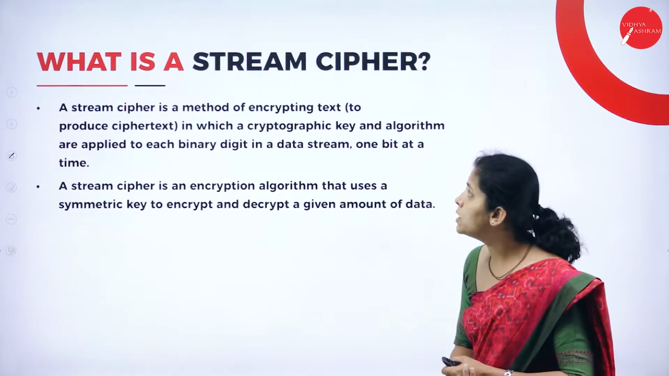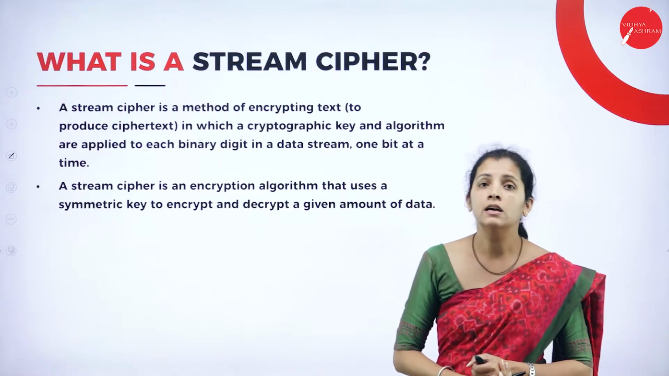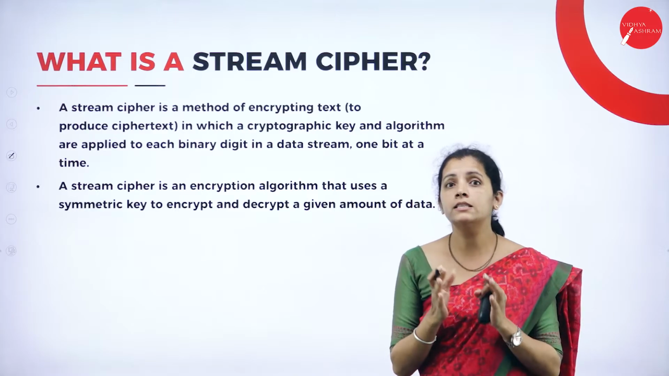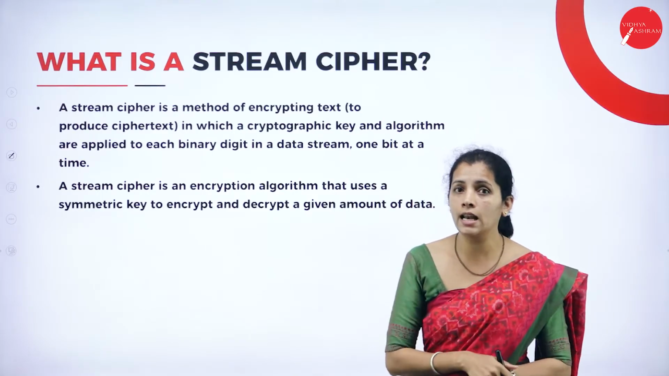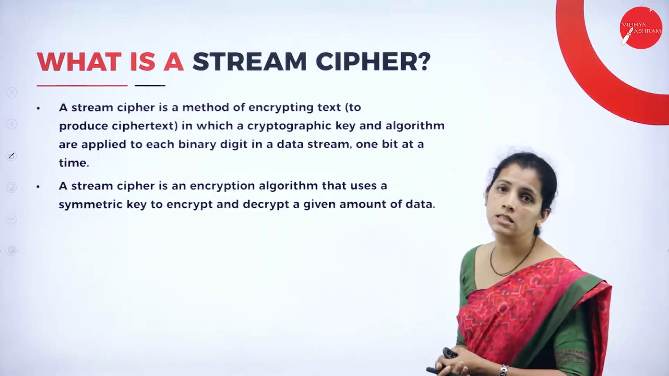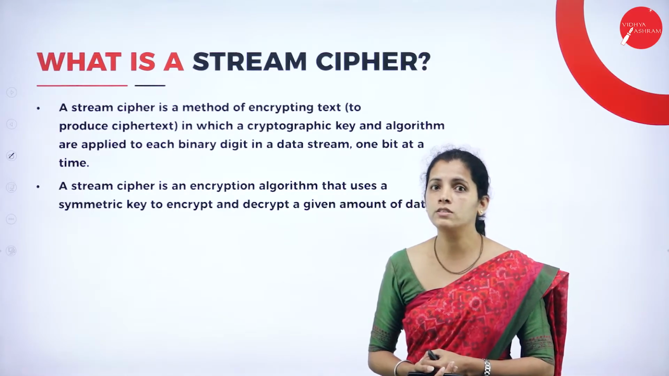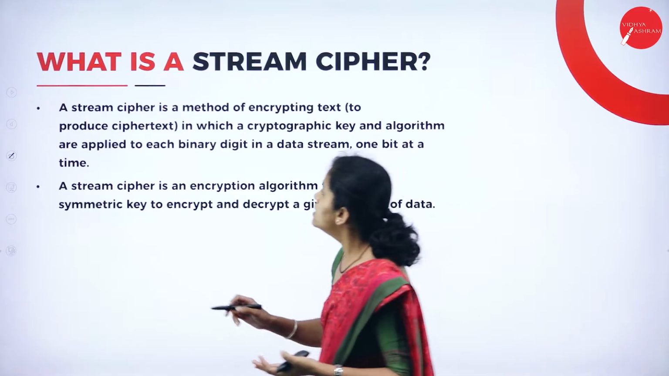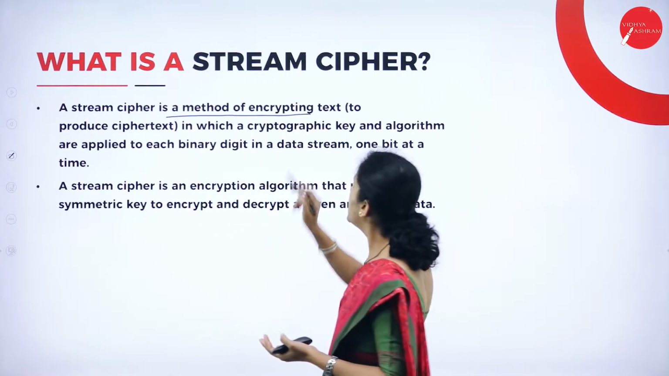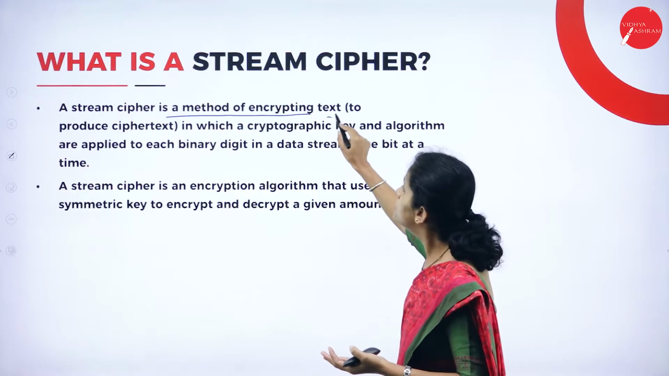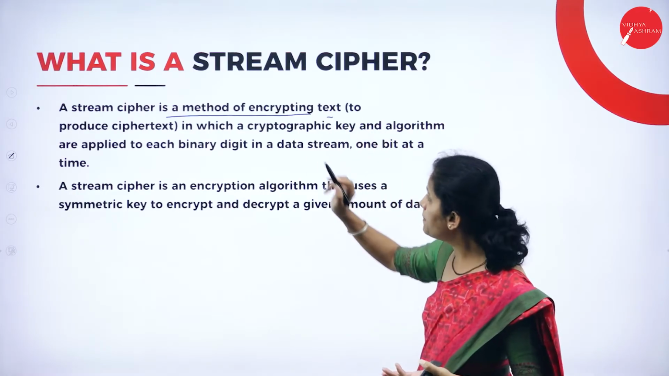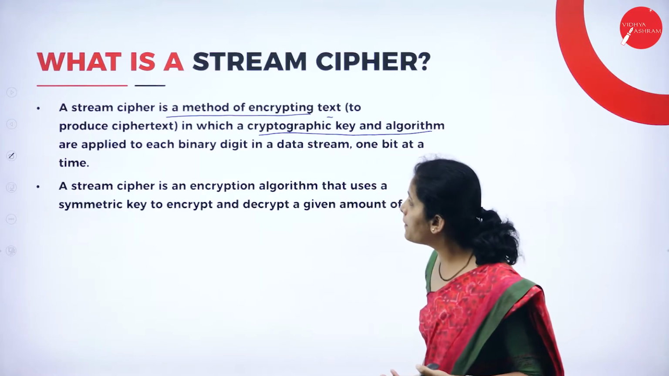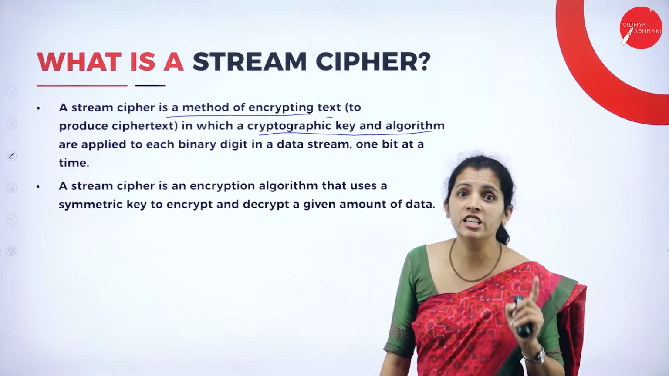Now I'm going to have stream cipher. That means the traditional symmetric key cipher is further classified into two types, that are stream cipher and block cipher. So what is this stream cipher? A stream cipher is a method of encrypting text to produce ciphertext in which a cryptographic key and algorithm are applied to each binary digit.